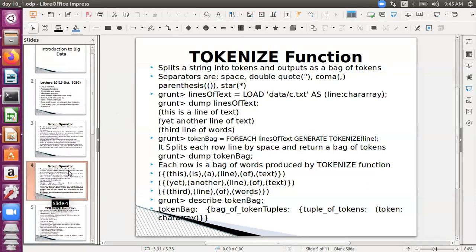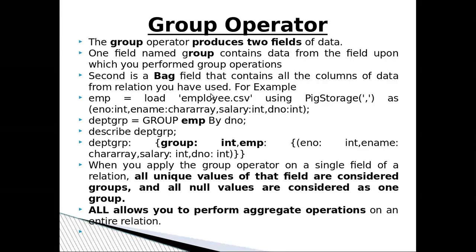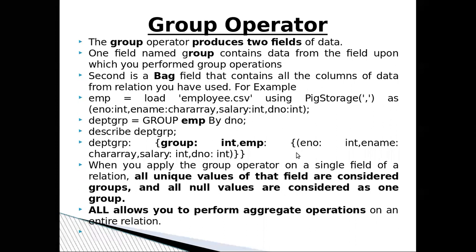Let's go back here again so that we can see. We were discussing that the group operator produces two fields. You've just seen that. One field is named group. The second is a bag, which contains all the columns from the relation that you've used. So the bag has the name of the relation on which the grouping is done. If you group this emp relation, which results in a new relation department group, then this department group will have two fields. One is named group, of the data type of DNO, and the second one is a bag with the name emp, that is the name of the relation on which the grouping was done, and it contains all the columns from there.